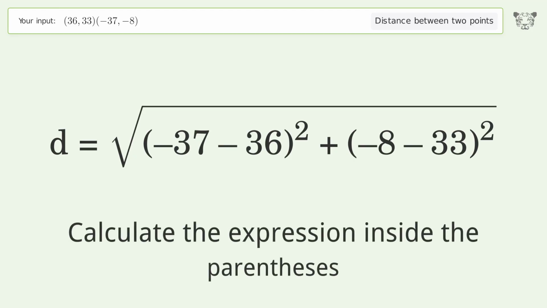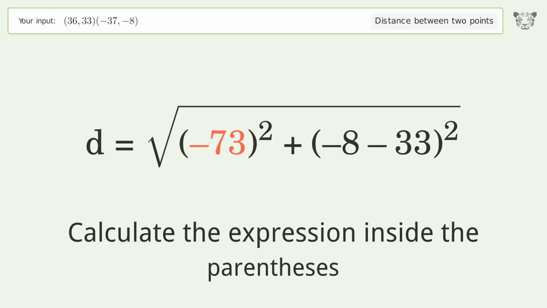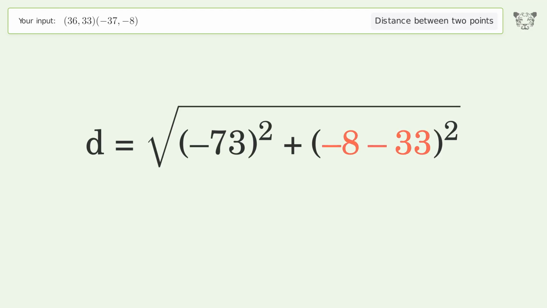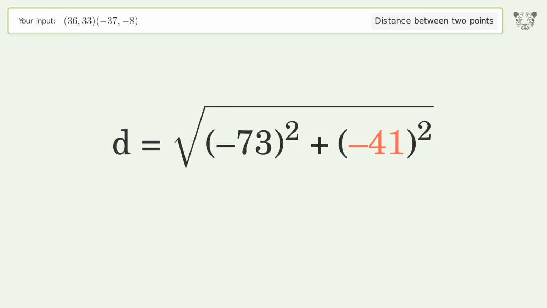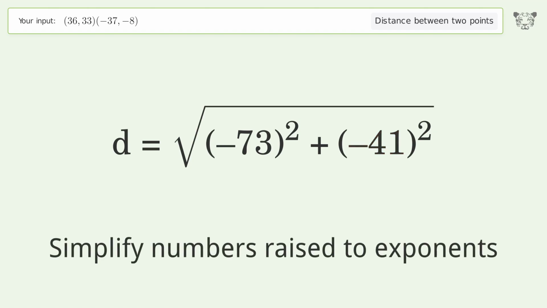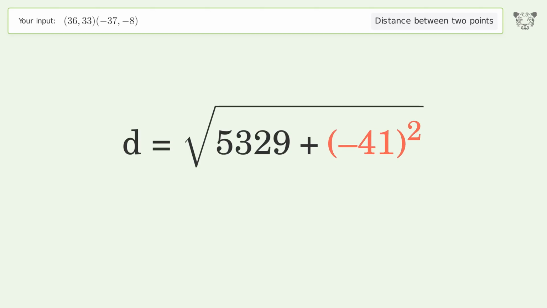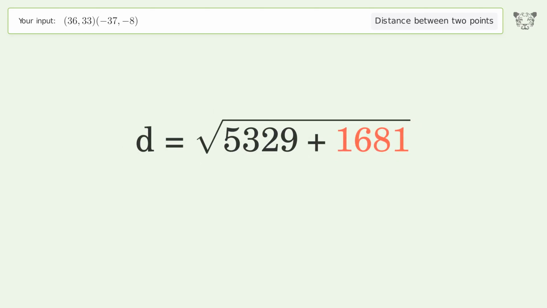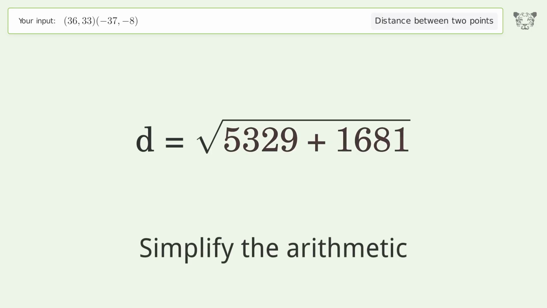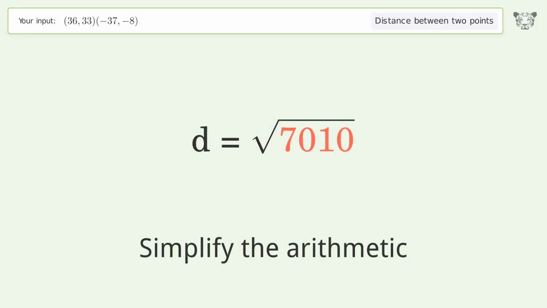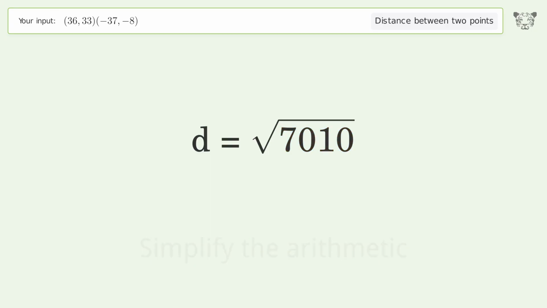Calculate the expression inside the parentheses. Simplify numbers raised to exponents. Simplify the arithmetic. And so the distance between the 2 points is the square root of 7,010 or 83.726.